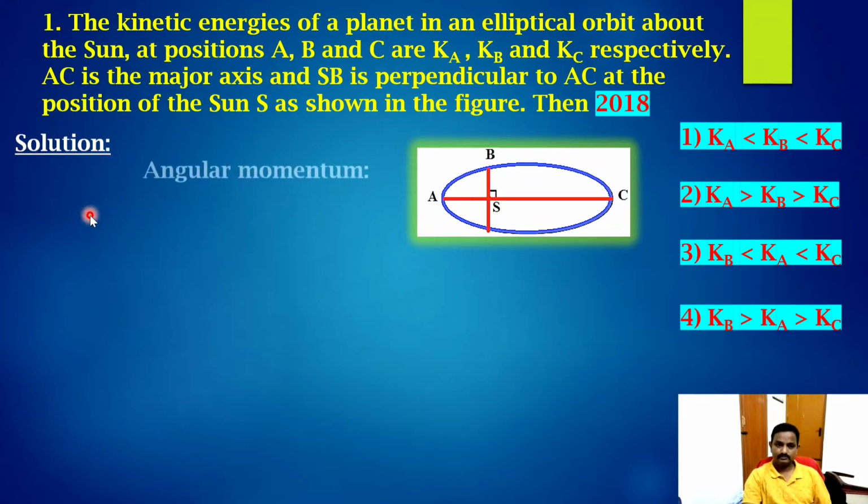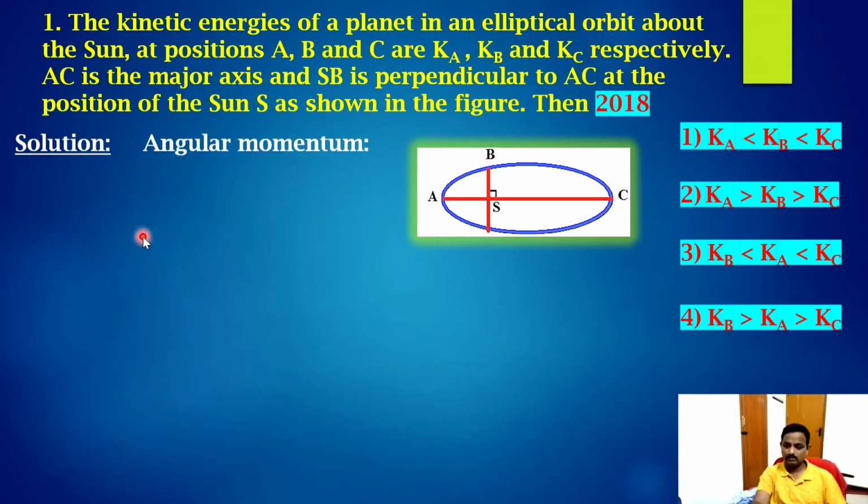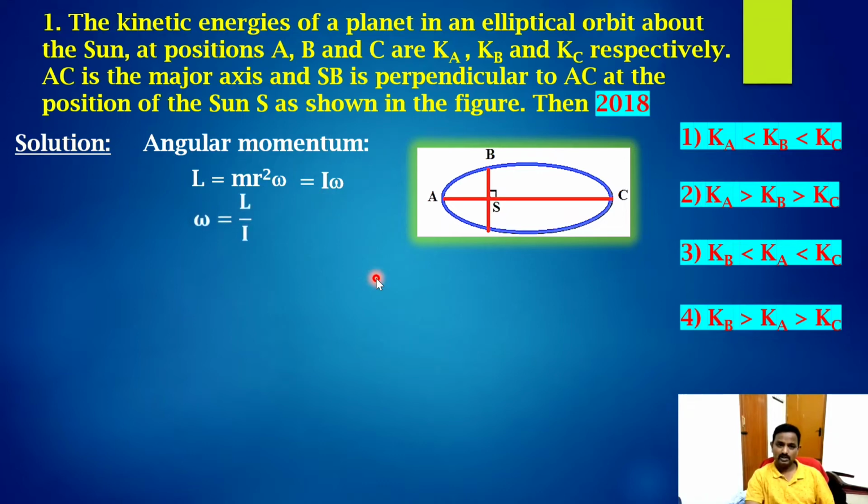Solution. We have the formula for angular momentum, that is L is equal to m r square omega. Here m means mass of planet, r means distance of planet from the Sun, omega means angular velocity. So m r square means moment of inertia, that is I. So we got I omega. From that, omega is equal to L by I.